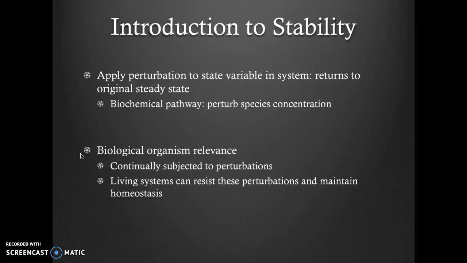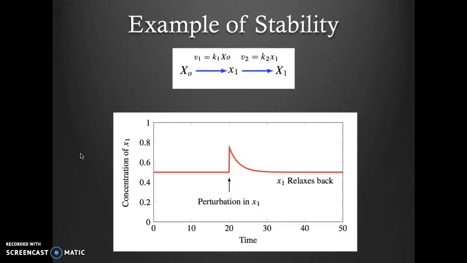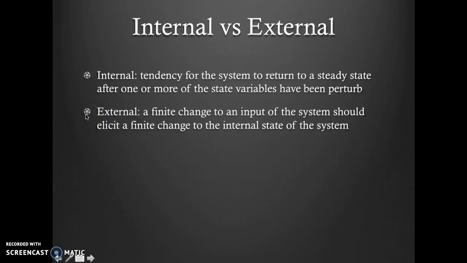So just a quick example, a graphical visual understanding. Here we're taking a two-step pathway, and once the system evolves to steady state, at 0.5 here, we're applying this perturbation in x1, and we see that it relaxes back to this original steady state. So this is what I mean by relaxing back to steady state.